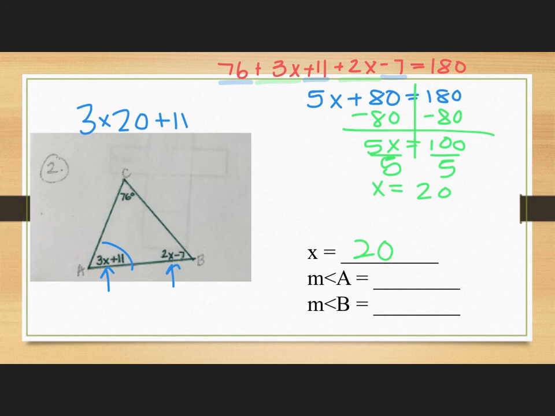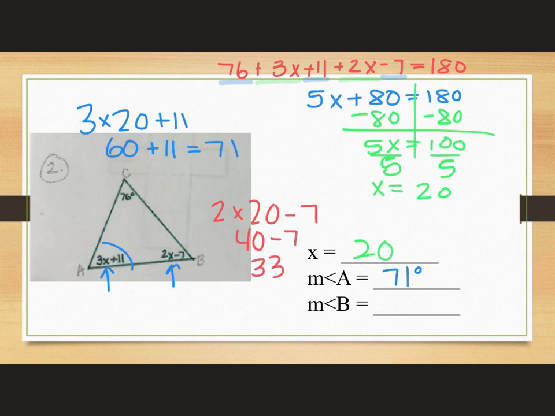So 3 times 20 gives us 60. 60 plus 11 is 71. So 71 degrees is the measure of angle A. Now for B, we're going to do 2 times x, which is 20, minus 7. So 2 times 20 is 40. 40 minus 7 is 33. So that means the measure of angle B is 33 degrees.